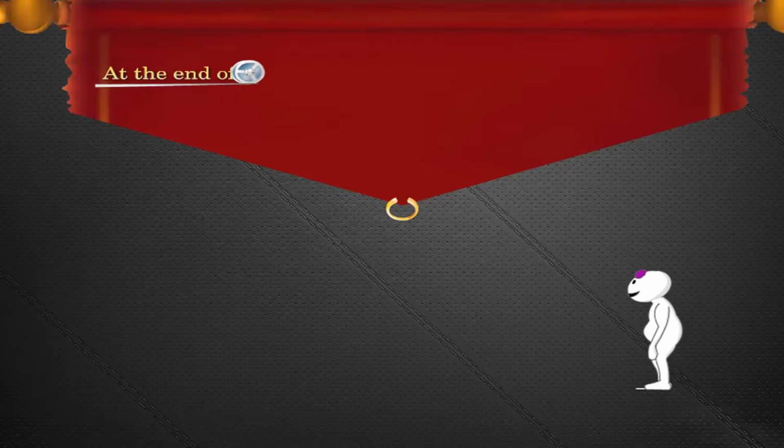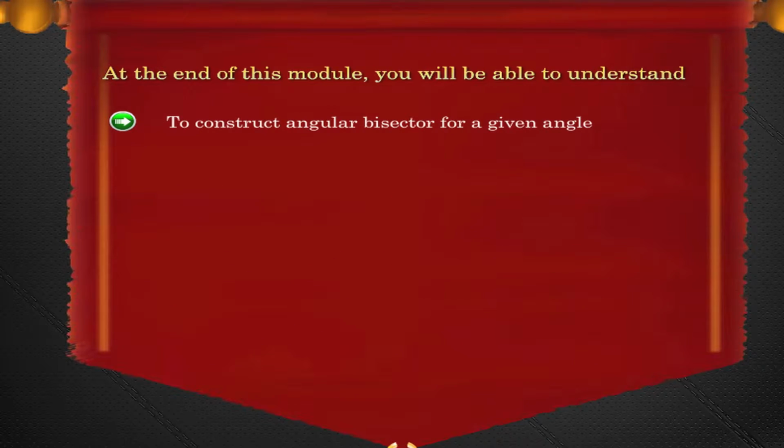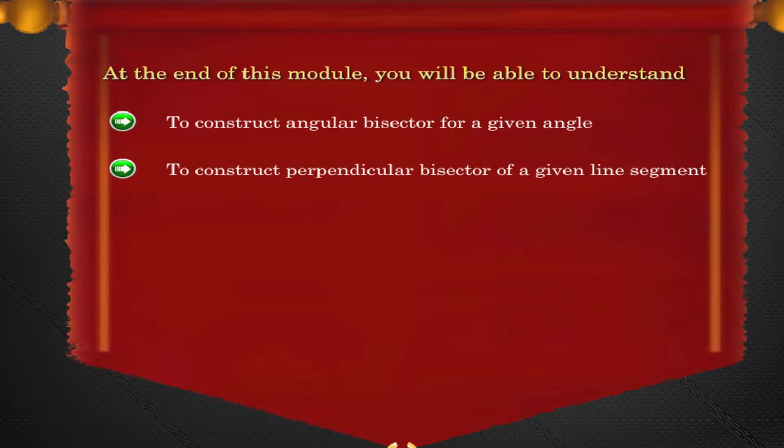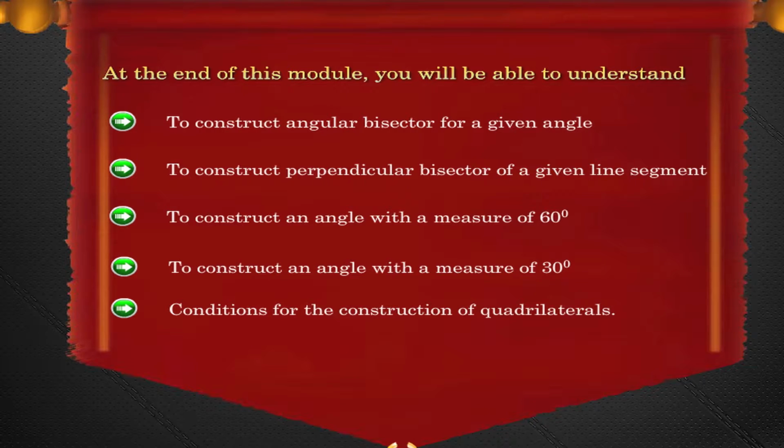At the end of this module, you will be able to understand to construct angular bisector for a given angle, to construct perpendicular bisector of a given line segment, to construct an angle with a measure of 60 degrees, to construct an angle with a measure of 30 degrees, conditions for the construction of quadrilaterals.